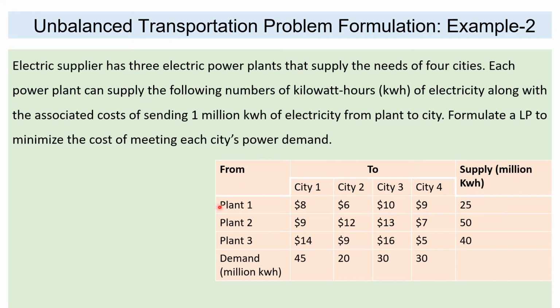So we have here, the table shows we have three power plants and four cities to be supplied from these power plants. And these are the costs. For example, to move one unit of electricity from plant 1 to city 1 requires $8. So 1 million kilowatt hours of electricity requires $8 to transport from plant 1 to city 1. And the same is true for the remaining.